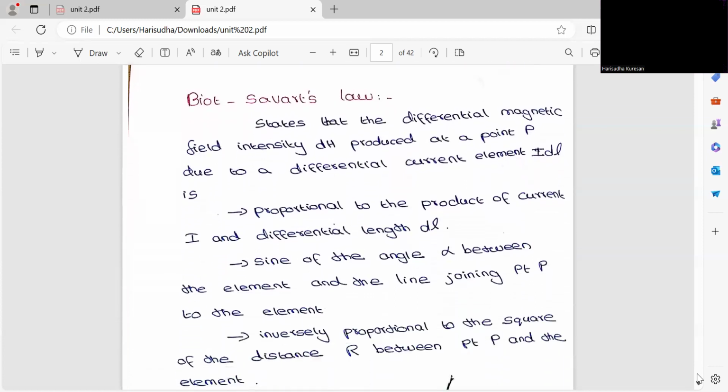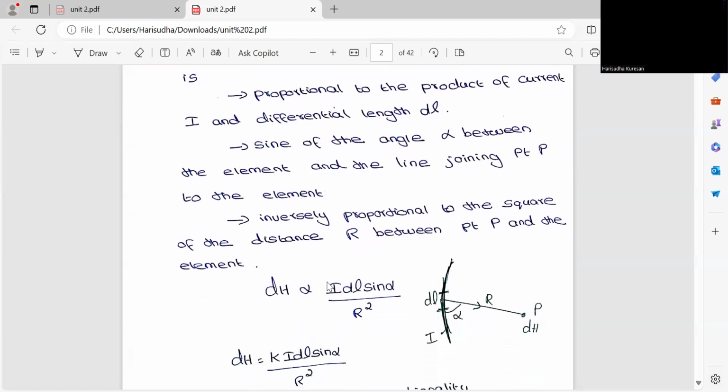Now let's see what is Biot-Savart's law. The law states that the differential magnetic field intensity dH produced at a point P due to a differential current element I dl is directly proportional to the product of the current I and the differential length dl and the sine of the angle between the element and the line joining the point P to the element, and it is inversely proportional to the square of the distance r between the point P and the element.